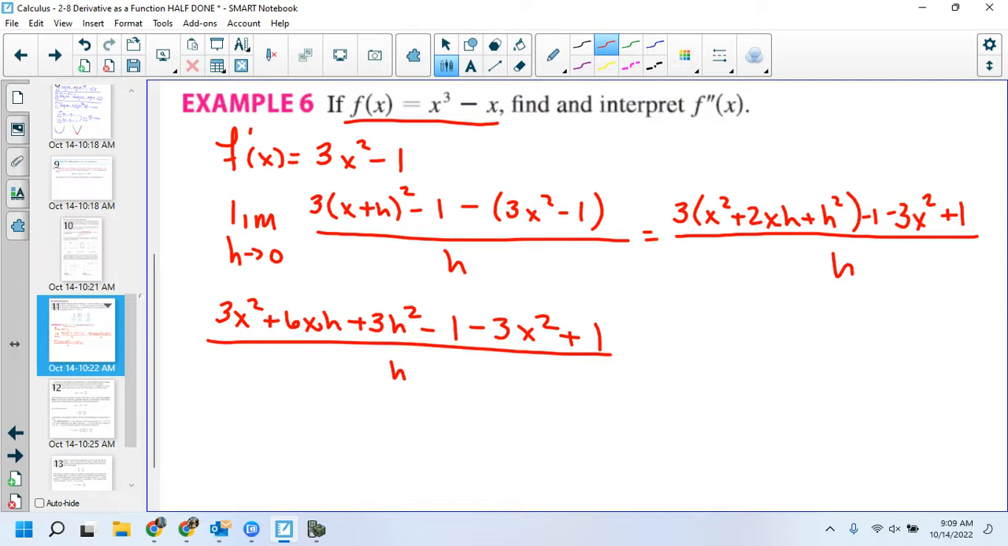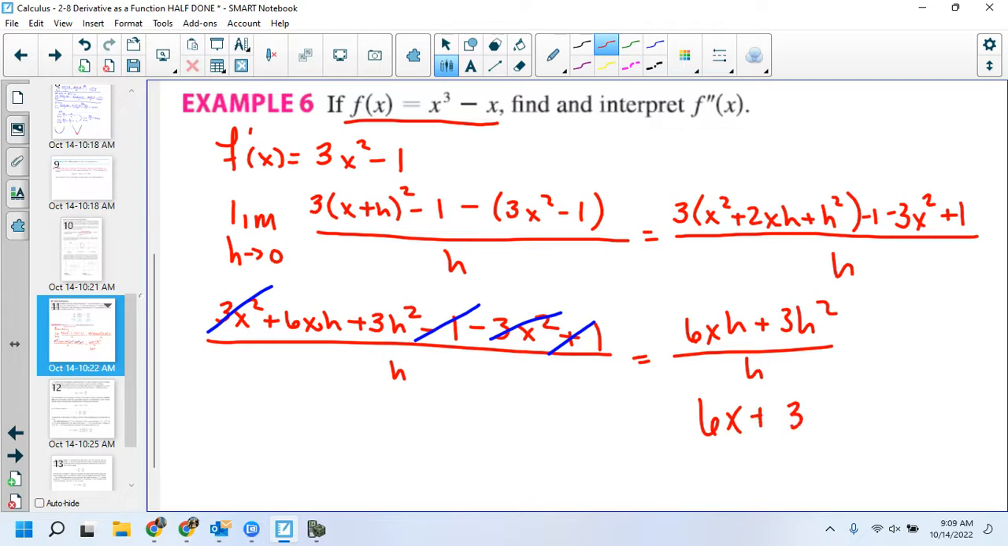Here we go, the fun part. So we've got a negative 3x squared and a positive 3x squared, a negative 1 and a positive 1, and that's it. So that gets me a 6xh plus 3h squared all over h. Cancel out an h. 6x plus 3h. And we're sending the limit as h goes to 0, which just basically gets us 6x.